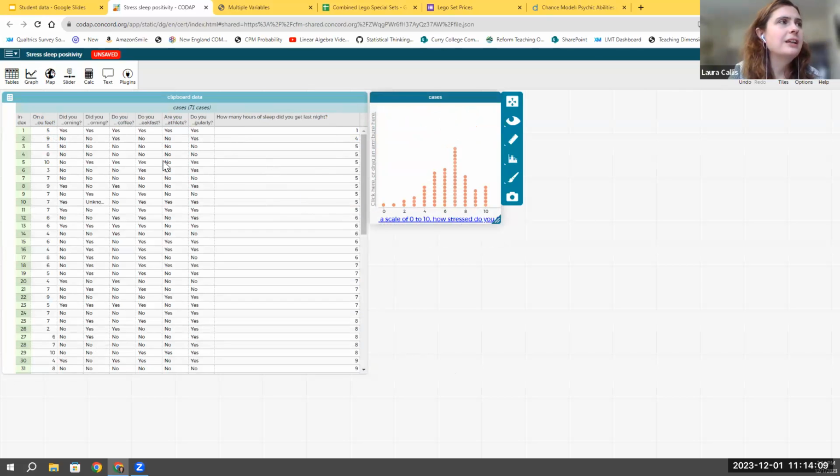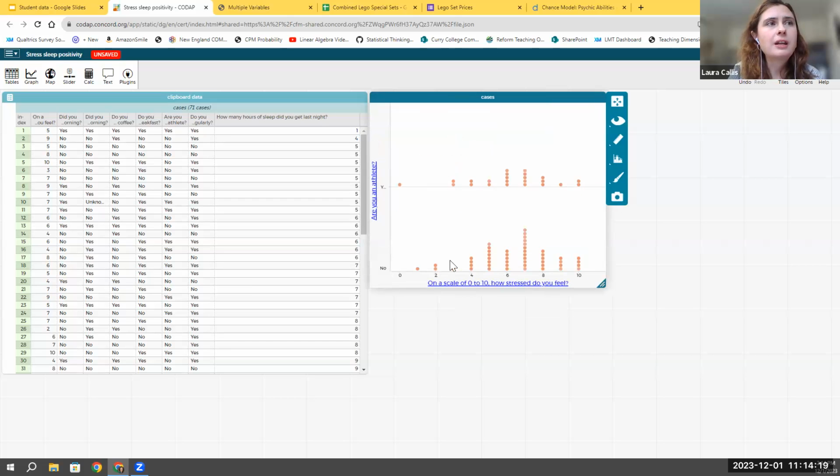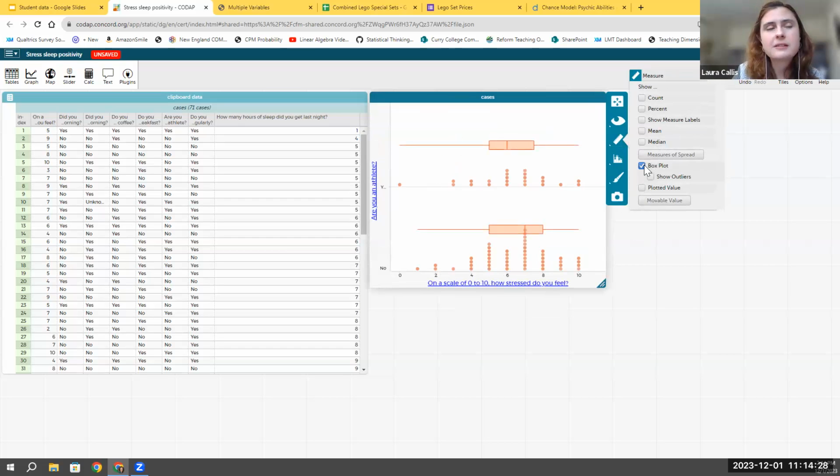Maybe we're interested in our athletes. Are athletes generally stressed at a different rate than non-athletes? And so we have all the athletes up here and the non-athletes down there. And it's kind of hard to tell visually. So maybe I want to use a different type of graph, like a box plot. Maybe we want to write some sentences about making sense of what these different parts of the box plot are. If I want to calculate the mean, I just click on mean. And if I hover over it, it will tell me the mean, or I can just click show measure label.